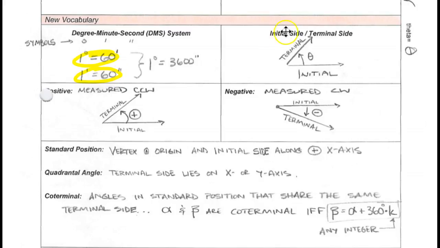Another piece of information here, we're going to use this terminology throughout the rest of this semester. The initial side of an angle will typically be the side that we lay along the positive x-axis. The terminal side of the angle is the side that we measure to. Positive angles are measured counterclockwise, and negative angles are measured clockwise.